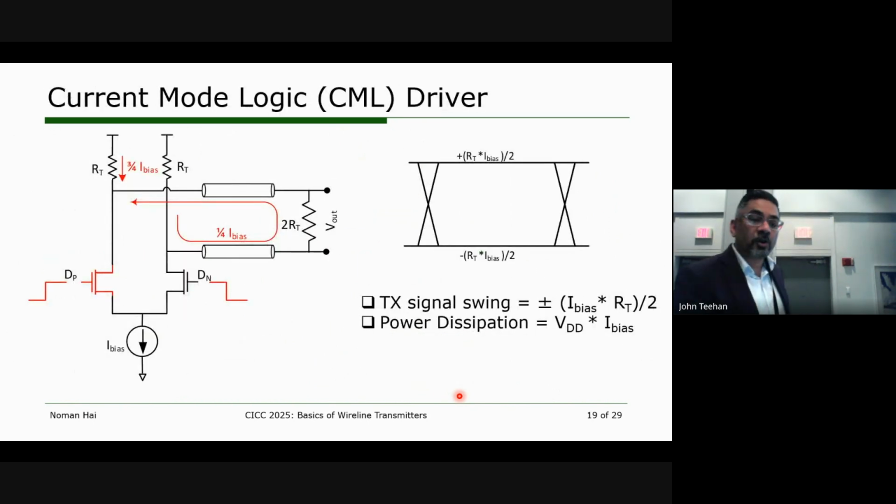Well, let's go to the current mode logic. So this is the first circuit I'm showing, but you can see the circuit is very basic. What we are just doing is assuming that information is coming, that the data on the P side is 1 and the data on the N side is 0.